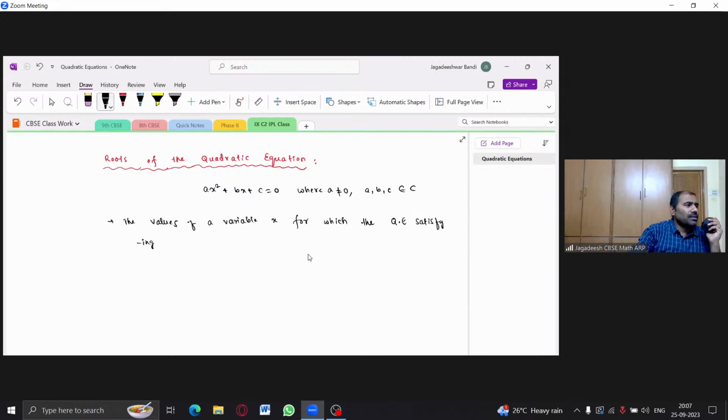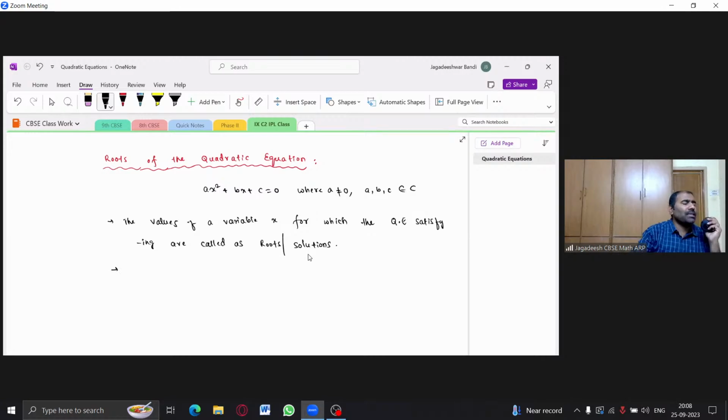Those values are called roots, and roots are also called solutions. We can even call them solutions. Roots of a quadratic equation or solutions of a quadratic equation, both are the same. You can use either roots or solutions. No doubt at all.